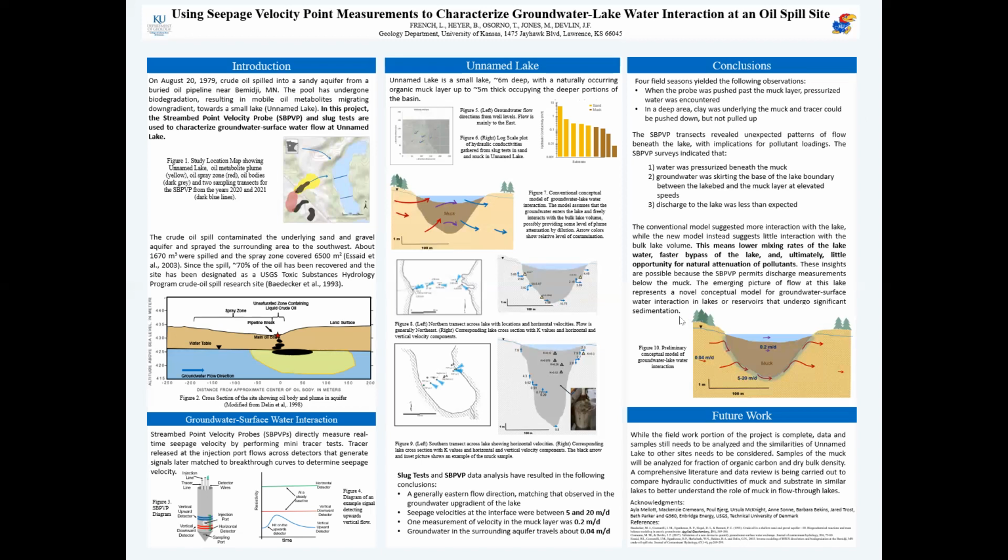Our 4 field seasons of work have led to this updated conceptual model where the muck acts as an aquitard and redirects water in a pressurized zone of very high seepage velocities. For our site, this means lower mixing rates, faster bypass of the lake, and ultimately little opportunity for natural attenuation of pollutants, which was the hope in the original model. This preliminary conceptual model diagram represents a model of groundwater-surface water interaction that has not been presented before.